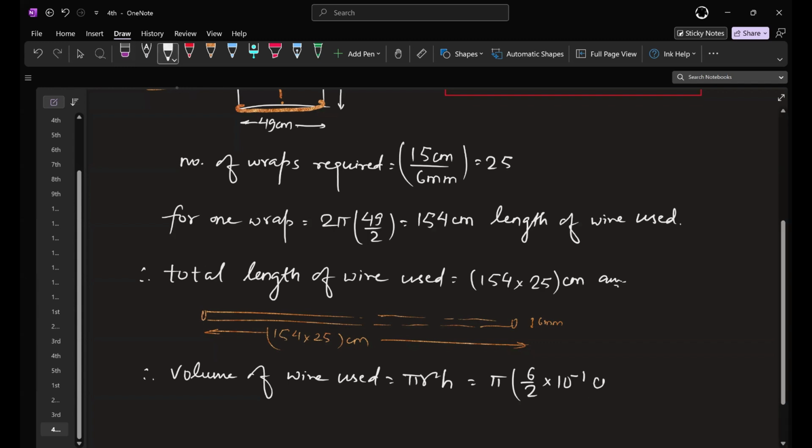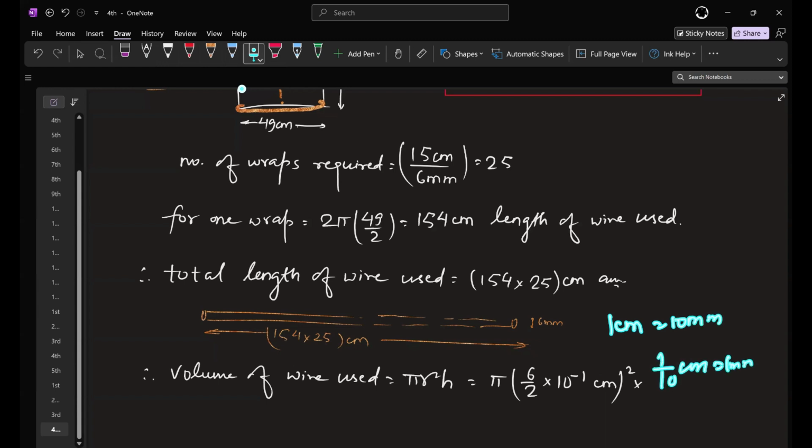This much centimeters whole square. But what is, where does the 10 to the negative 1 come from? Because we have converted this millimeters to centimeters, because everything is in centimeters here. If 1 centimeter is equal to 10 millimeters, it means 1 by 10 centimeters is equal to 1 millimeter. And this 1 by 10 is nothing but 10 to the power minus 1. But isn't all the stuff above, like for one wrap, 154 millimeters?